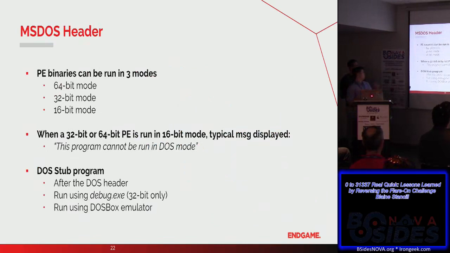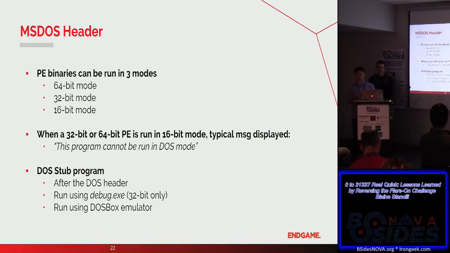So the MS-DOS header basically contains relocation information, which allows multiple segments to be loaded at arbitrary memory addresses. What follows the MS-DOS header is typically the DOS stub program, and the sole purpose of this DOS stub program is simply to print out "This program cannot be run in DOS mode" if a 32-bit or 64-bit PE is being run in DOS mode.